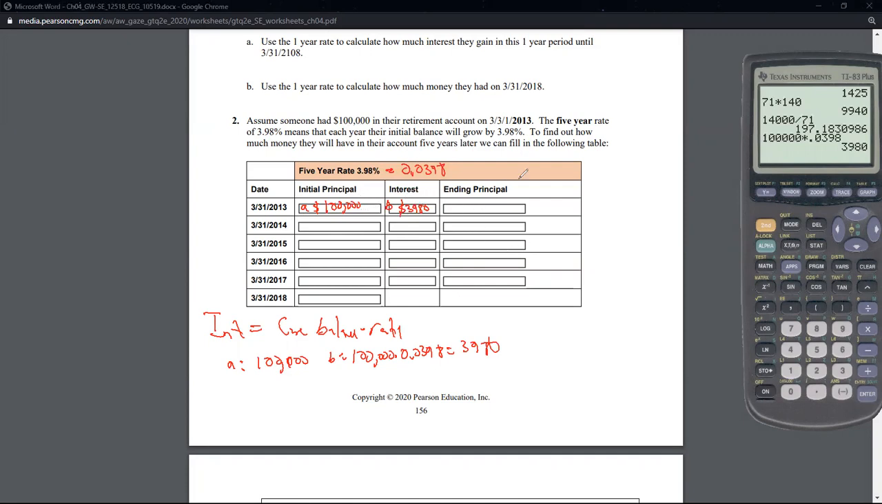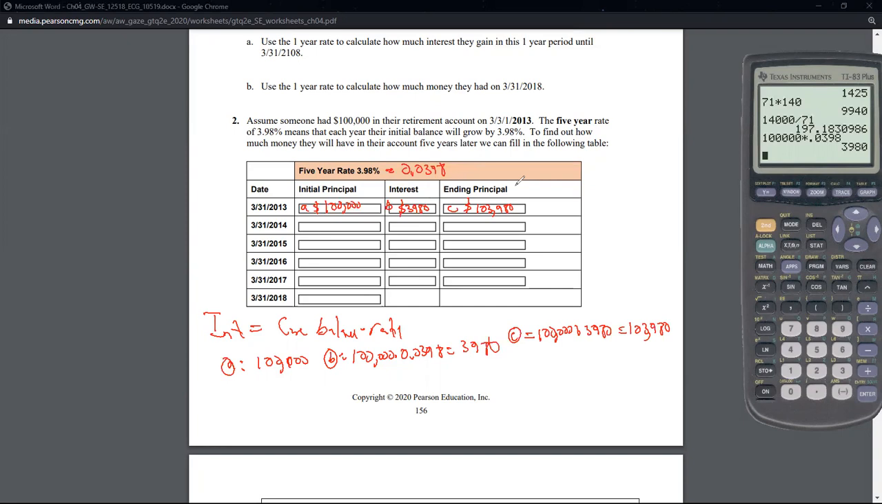So how do we find the ending principal? Let's call that block C. C is going to be the previous balance plus the money you just got for free. It's your $100,000 plus your 3980, which is going to be $103,980.